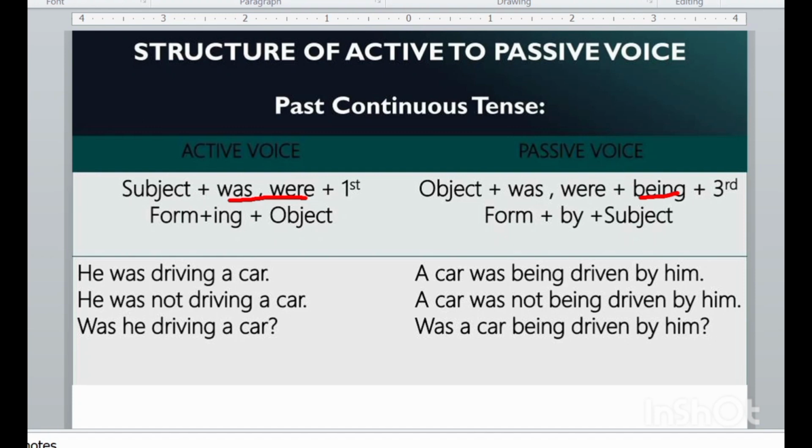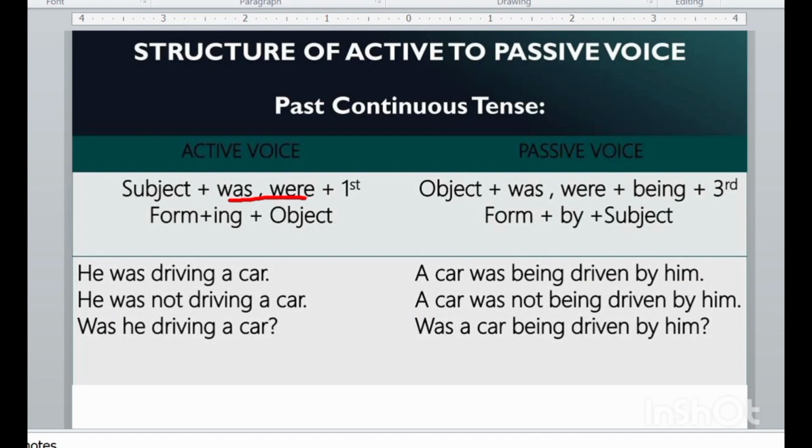Okay, he was driving a car. A car was being driven by him. Being is used here because it is in the structure, and driven is the third form. By, we know. Here "him" is used, because "he" is used in the active voice. That's why it is changed. He was not driving a car. A car was not being driven by him. He was driving a car. Was he driving a car? Was a car being driven by him? This is another example of an interrogative sentence in the past.